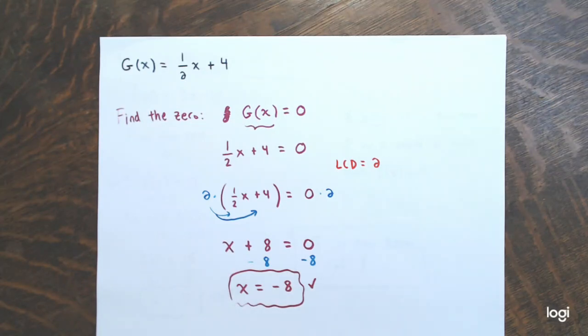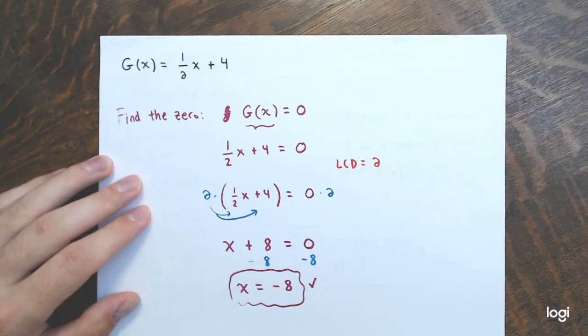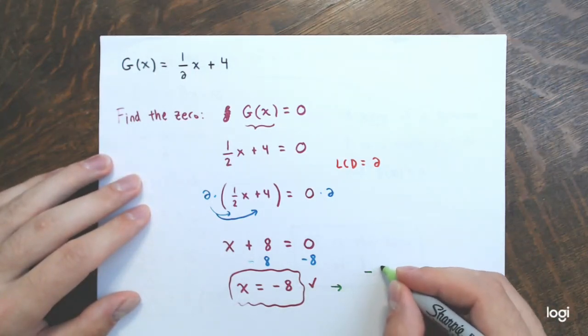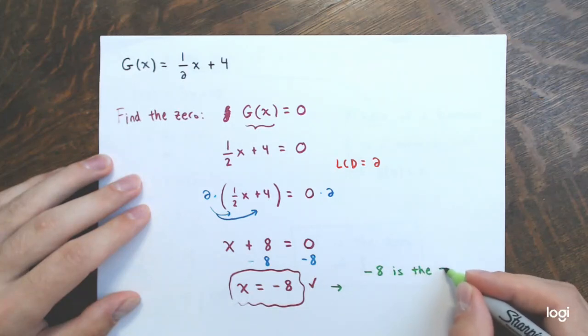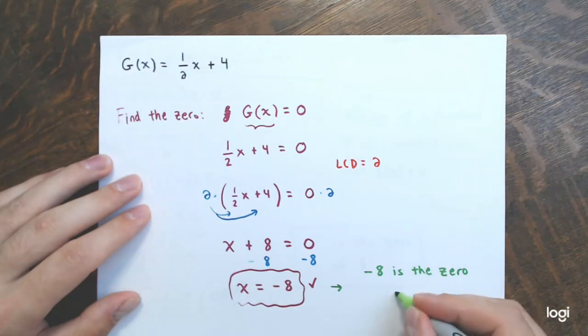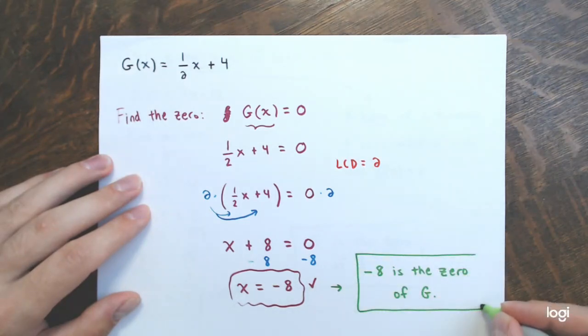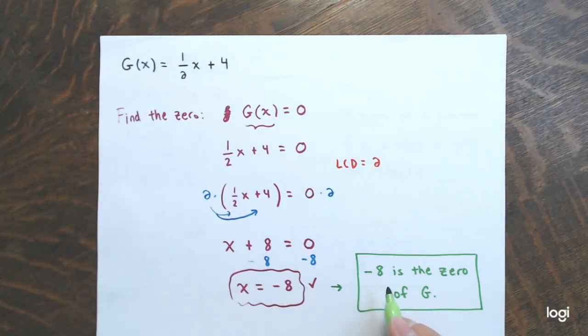And again, the way I would word the answer here is, they were asking for the 0 of this function off to the side here. I'd say -8 is the 0 of this function g, the 0 of g. That's the number I need to plug in for my input to get an output of 0.